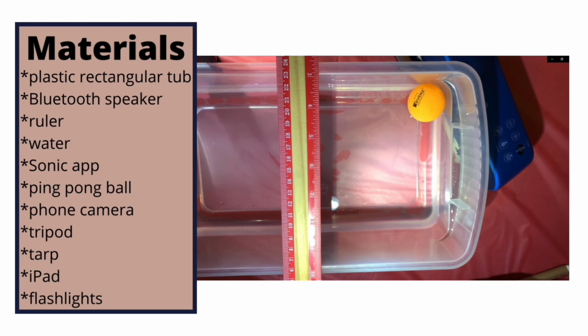Using the Sonic by Von Bruno phone app, tones at 60, 70, 80, and 90 Hz were played through a Bluetooth speaker. The speaker was placed against the tub behind the ping pong ball so the sound waves would be directed into the water from that corner. A phone was set on a tripod to take videos of the speaker-produced waves. Flashlights were used for illumination, and an iPad was used to record water depth and frequencies.